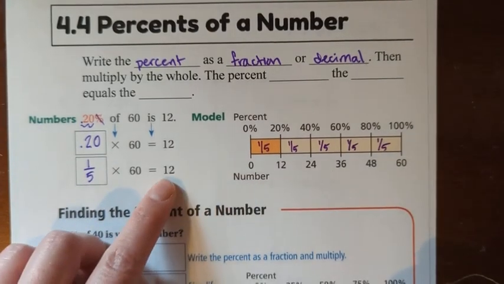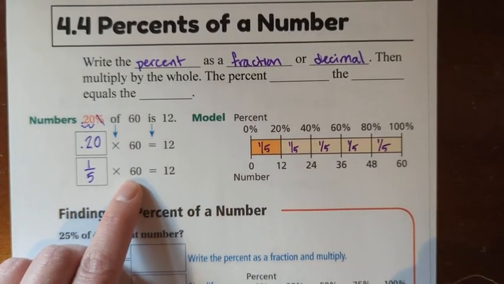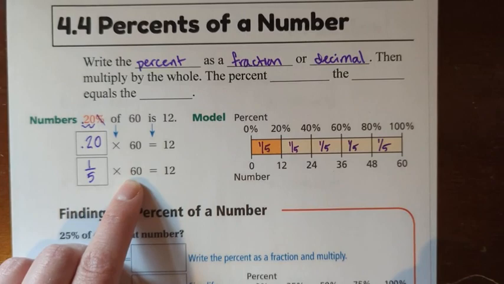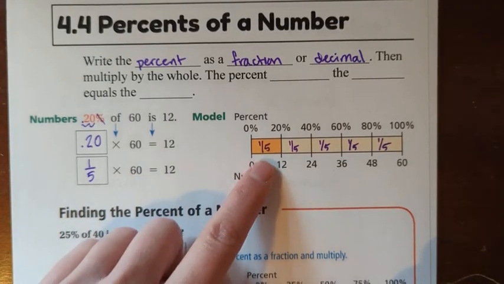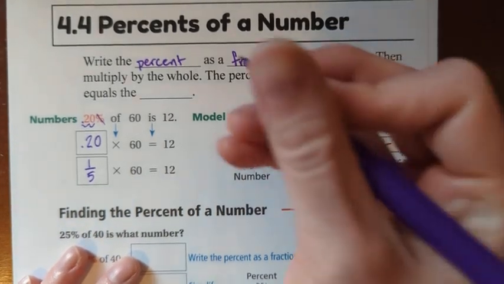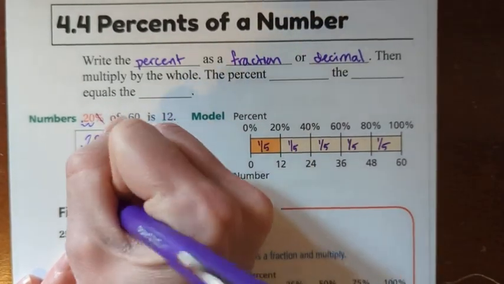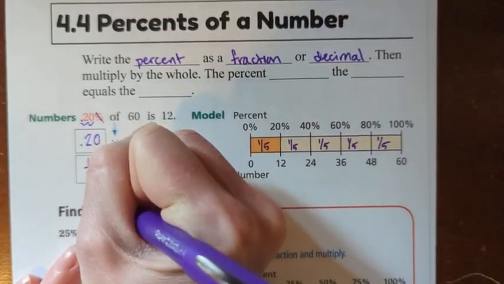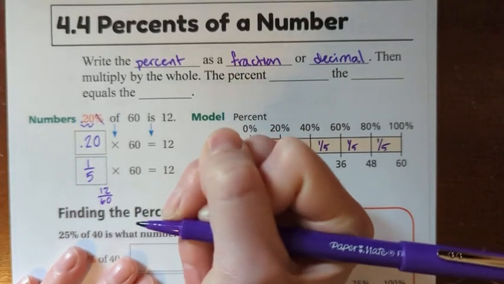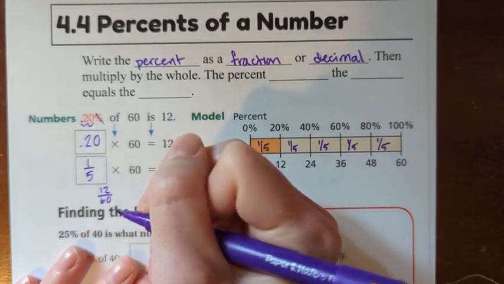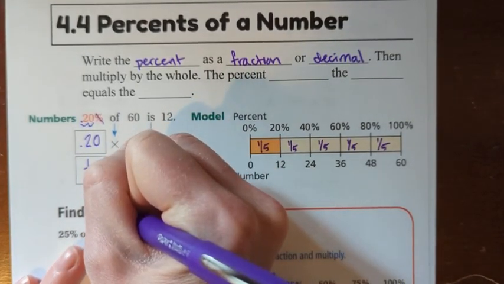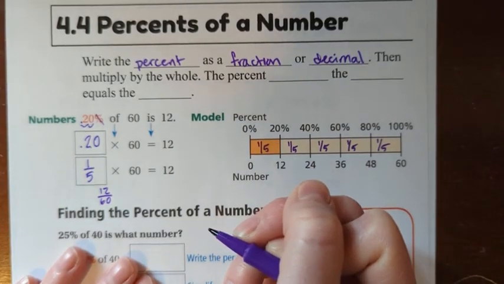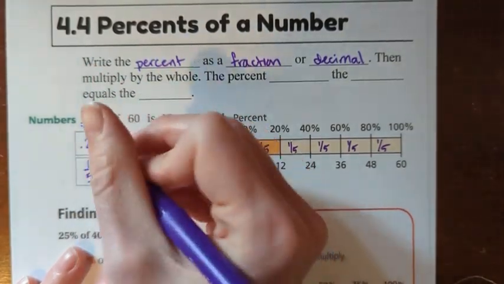So how can I prove that 12 out of 60 is the same as 1/5? Oh, thank you for asking. I'm so glad you're here. All right, well, we can take 12 out of 60. Let's turn this into a percentage and see if we get 20%.